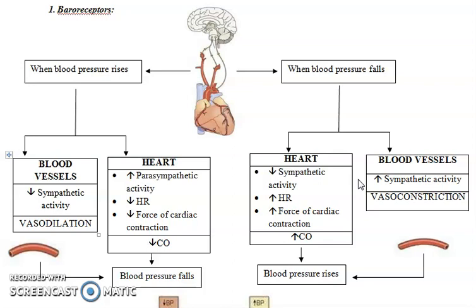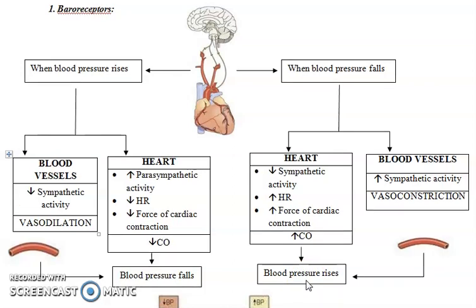On the heart, there will be decrease in parasympathetic activity, so that there is increase in heart rate, increase in force of contraction, and so finally the cardiac output increases. Okay. And on the blood vessels, there will be increase in sympathetic activity and there will be vasoconstriction. So whenever the blood vessel gets constricted and the cardiac output gets increased, finally there will be increase in the blood pressure. Okay. So this is how the baroreceptors regulate the BP.